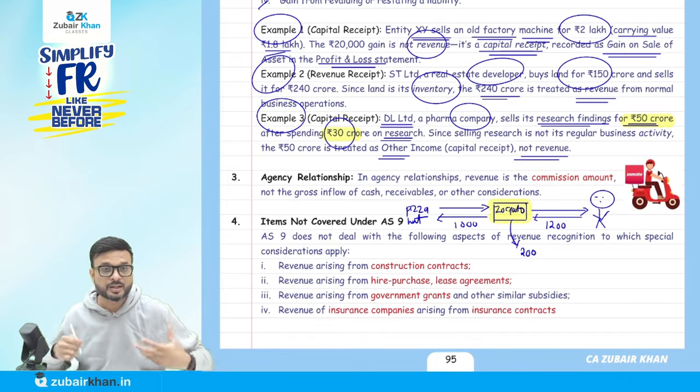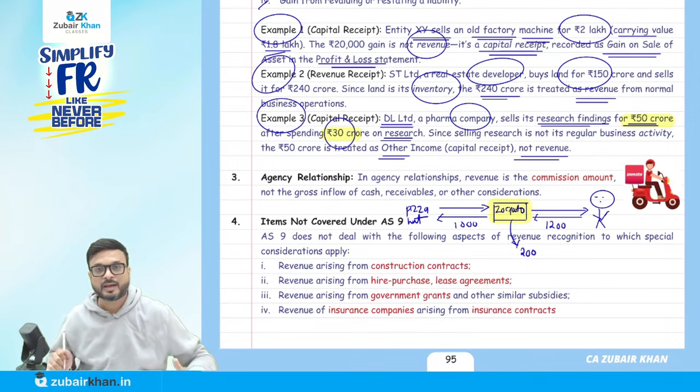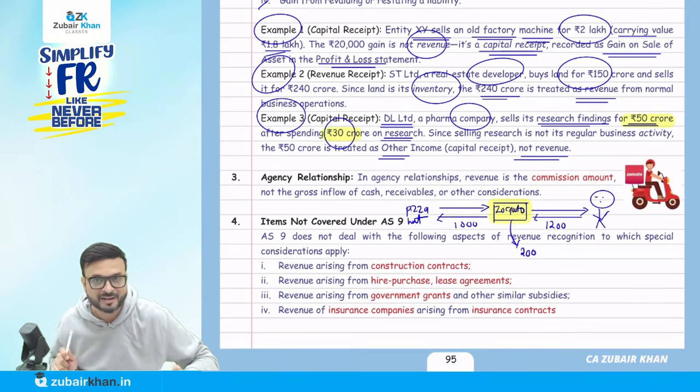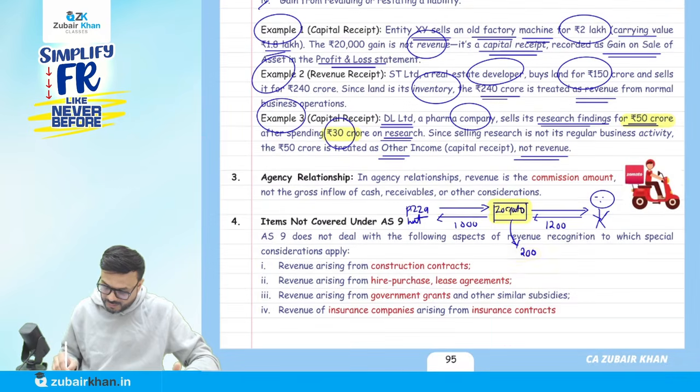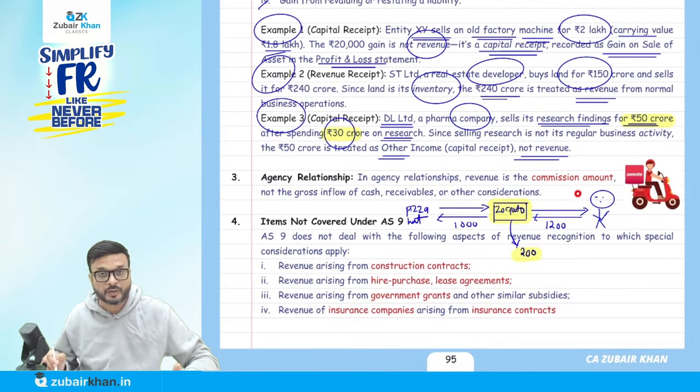So what will the accounting entry be? Just for your knowledge, the amount that they have received is 1,200. So cash or bank account will be debited by 1,200. They are liable to pay Pizza Hut 1,000, so they will credit the payable account with 1,000, and they will credit this 200 to the income account. It is their income. Then they will pay Pizza Hut, so the payable account will be debited and the cash account will be credited. Anyway, in their P&L account, only these 200 will go. So what it says is that in an agency relationship, revenue is the commission amount, not the gross inflow of cash receivable or other consideration.